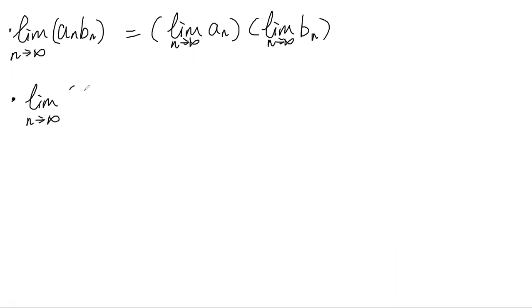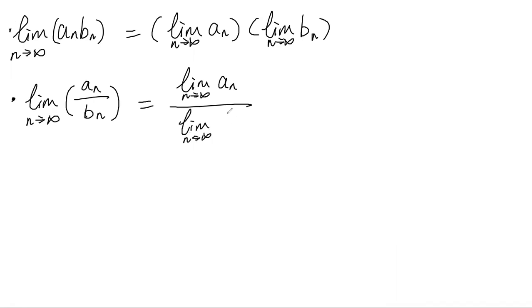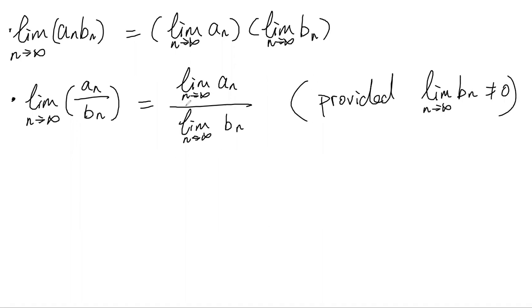And then, of course, there will be a formula for the division: a sub n divided by b sub n has a limit equal to the limit as n goes to infinity of a sub n divided by the limit as n goes to infinity of b sub n, provided that the limit of b sub n as n goes to infinity is not equal to 0, because you can't divide a non-zero number by 0. There are two cases when the limit of b sub n is equal to 0.